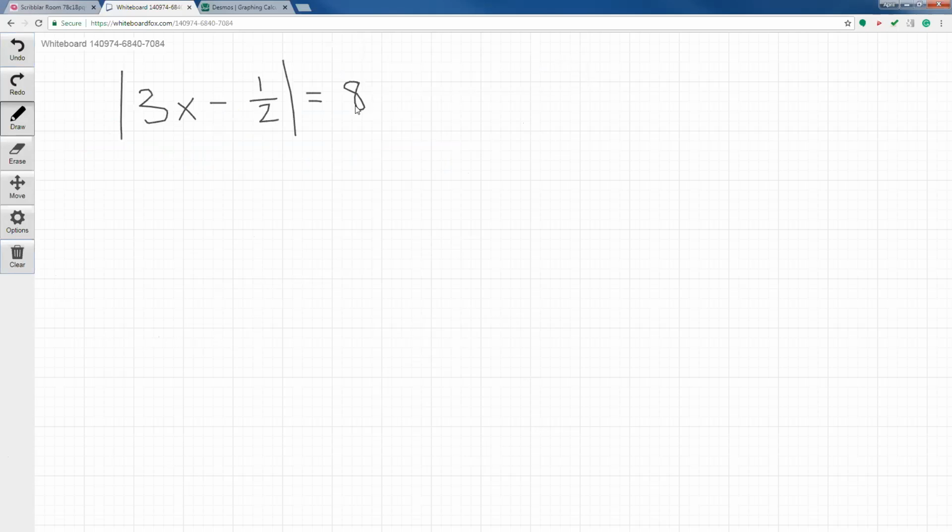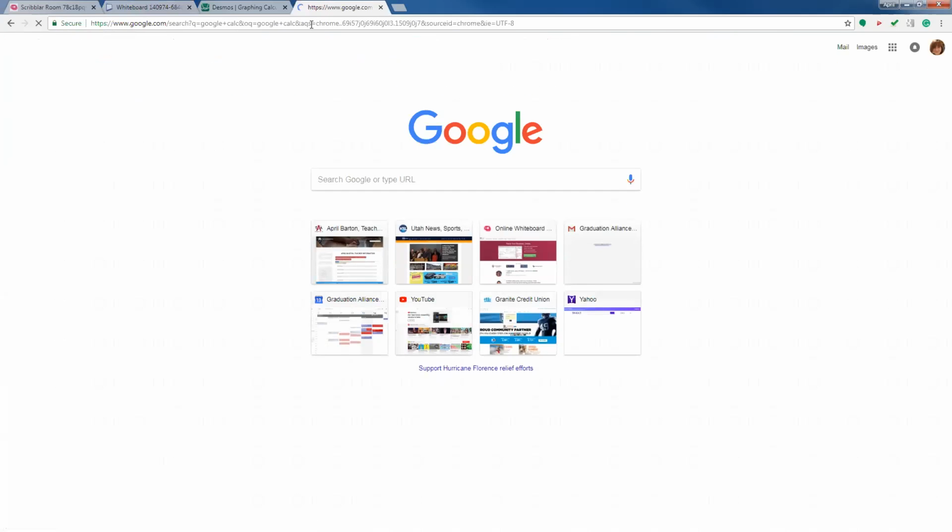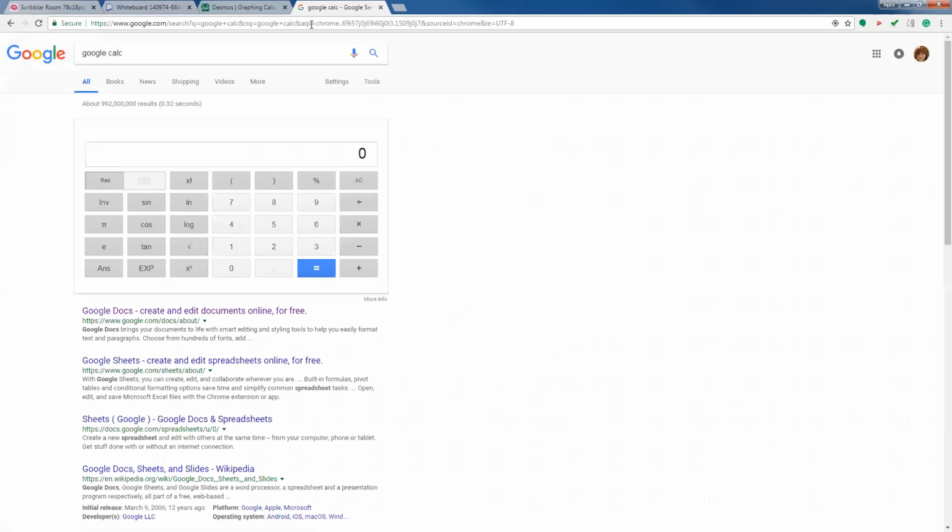So absolute value of 3x minus 1/2 equals 8. Now, first of all, most of you probably don't like working with fractions. That's just everyone doesn't like fractions. So instead, let's change this into a decimal. We talked earlier, Mark said, what am I going to do with a fraction? Okay, and so Melisha, you're stuck on the fractions.